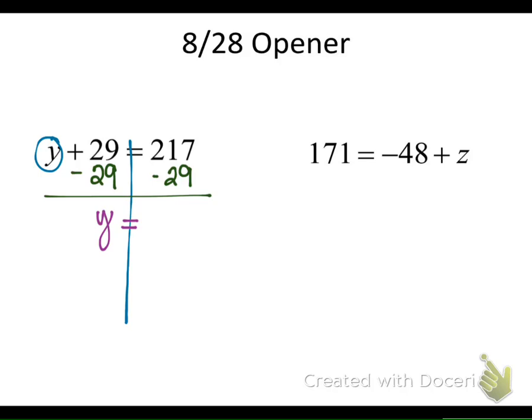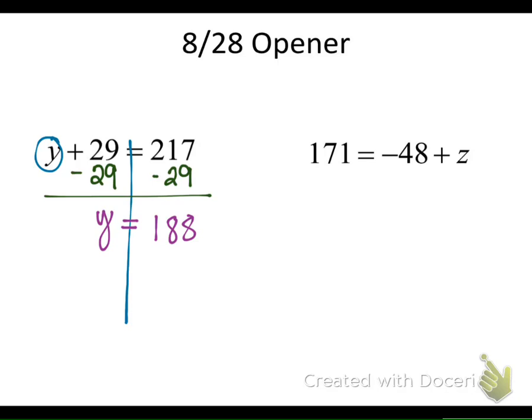What's 217 minus 29? Is it 146? No, it's 208. Everybody in their calculator, take 217 minus 29. What do we get? Oh, I got 188, but at first it said 208. You might have typed something in wrong. Okay. Now we need to clean a couple things up here.